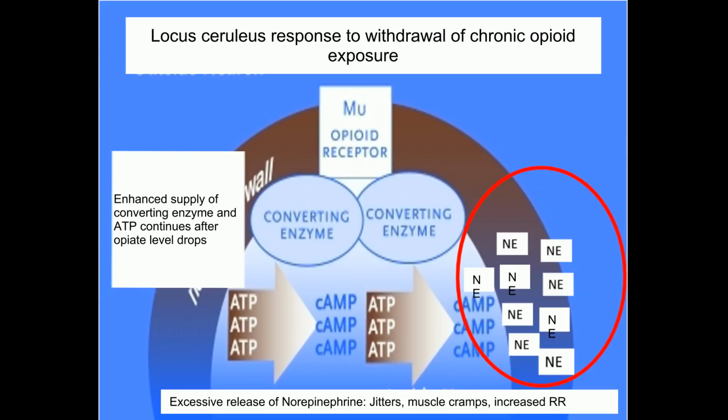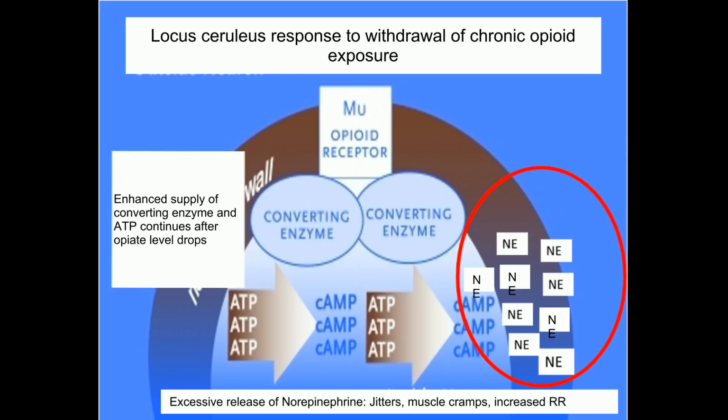Normally, natural opiate-like chemicals produced by the body link to the mu-opioid receptors on the surface of neurons. This linkage activates an enzyme that converts a chemical called adenosine triphosphate, or ATP, into another chemical called cyclic adenosine monophosphate, or cAMP, which in turn triggers the release of NA.